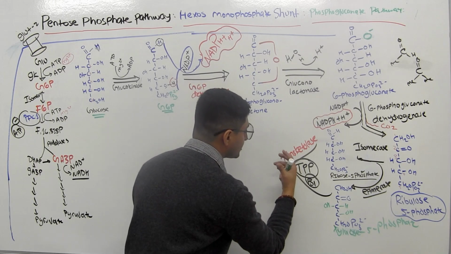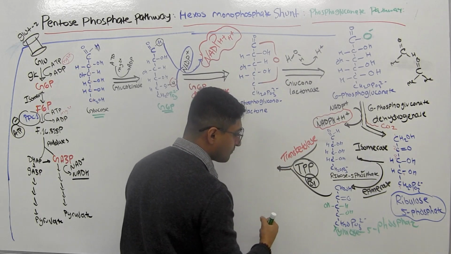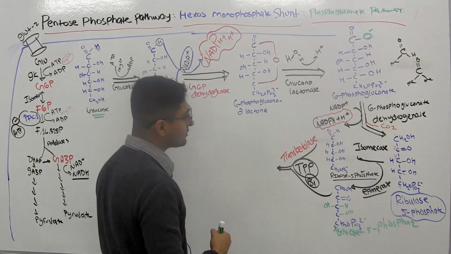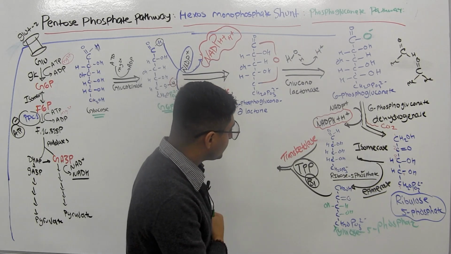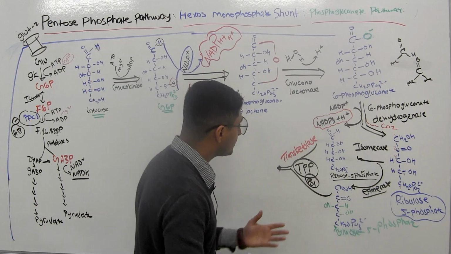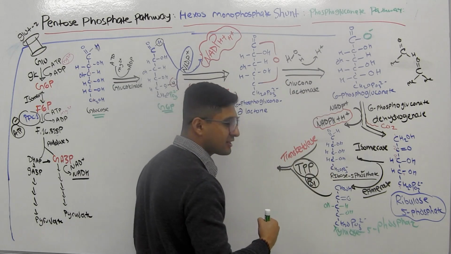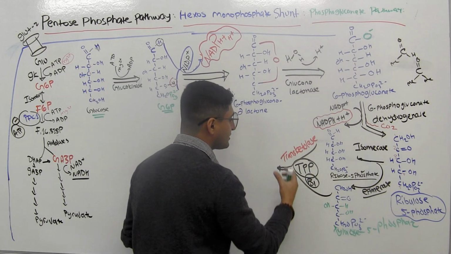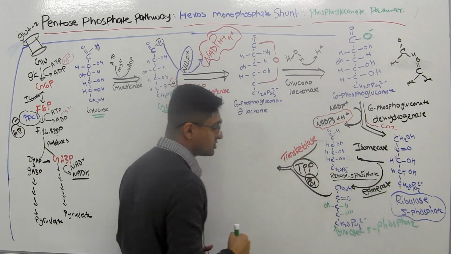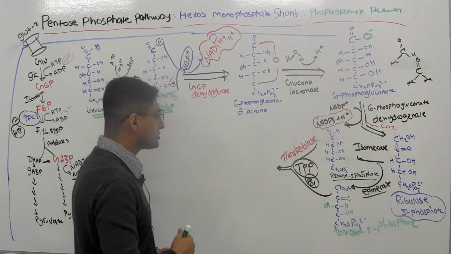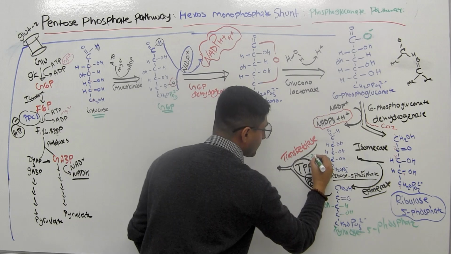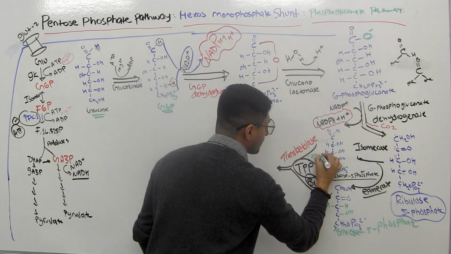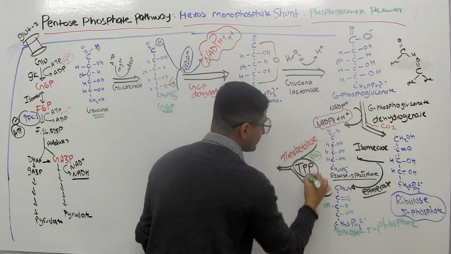So this transketolase is going to donate some carbons, but from where? This ribose 5-phosphate is a donor. It's going to donate, with the help of transketolase, to this xylose 5-phosphate. So basically, 2 carbons from here, 2 carbons, and that's what a transketolase does.